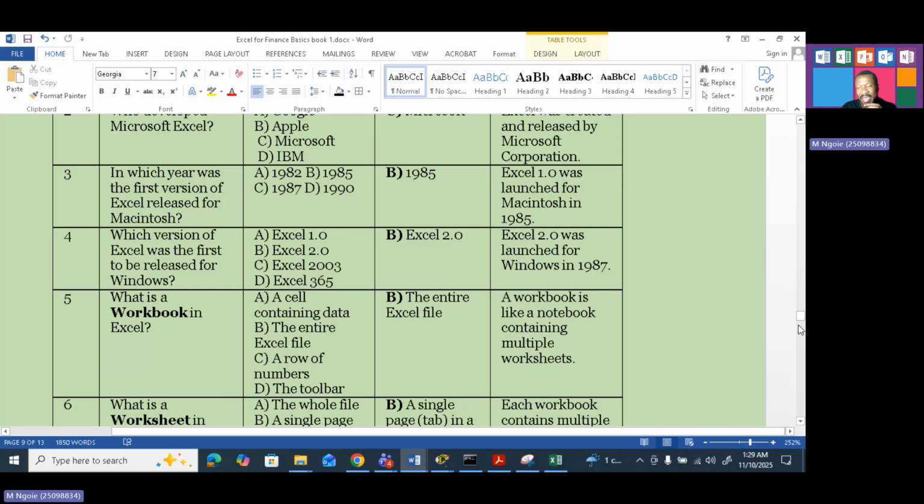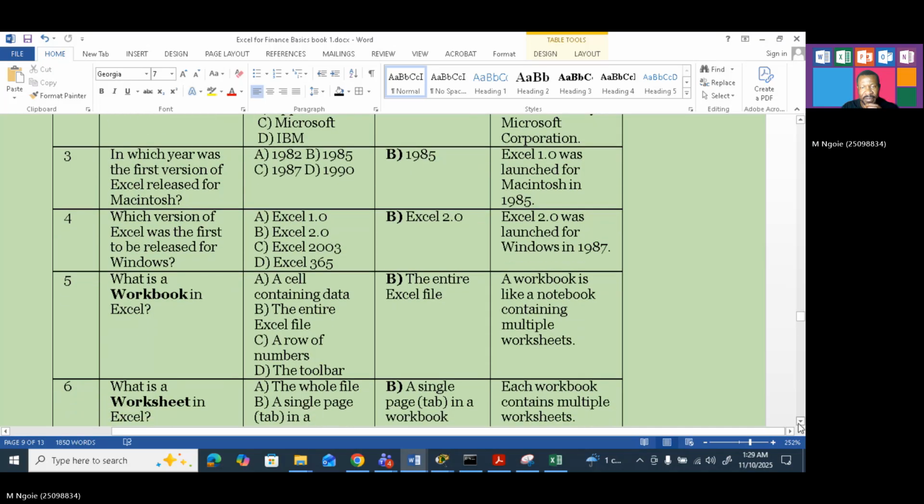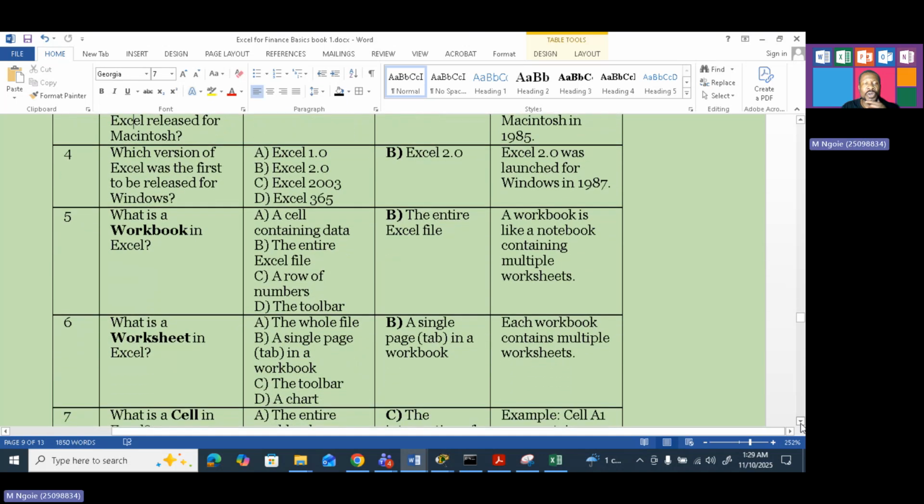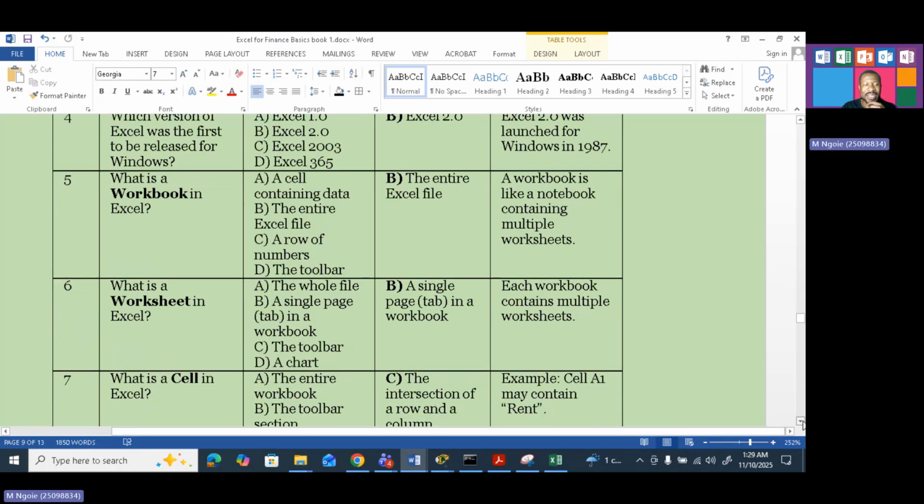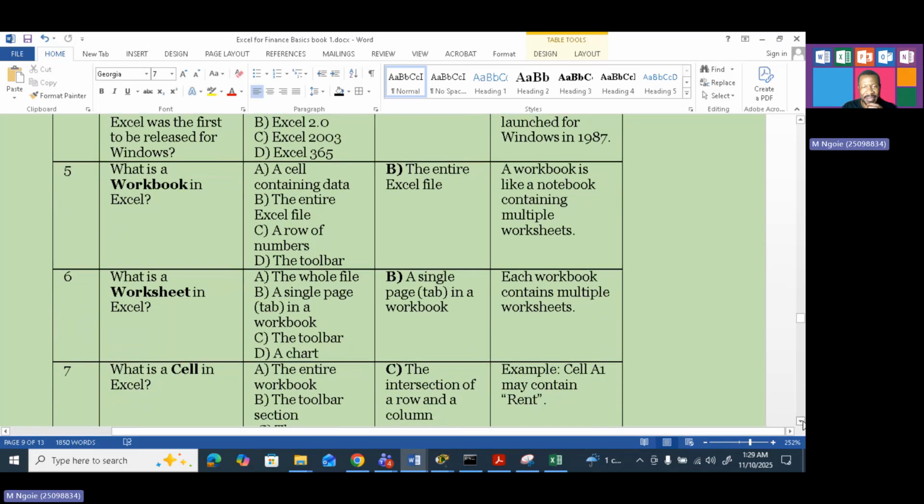It's in 1985, so Excel 1.0. Which version of Excel was the first to be released for Windows? It's Excel 2.0. What is a workbook in Excel? This is the entire Excel file. We call it a workbook.